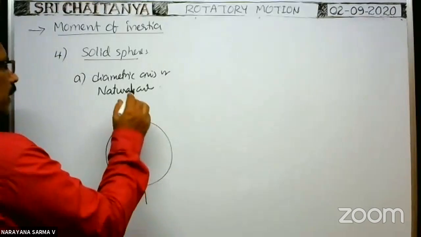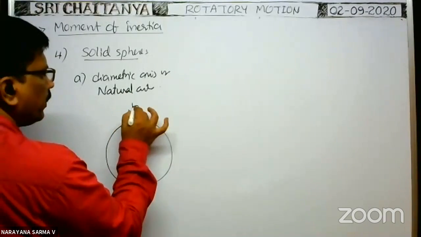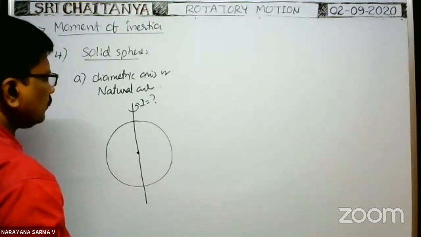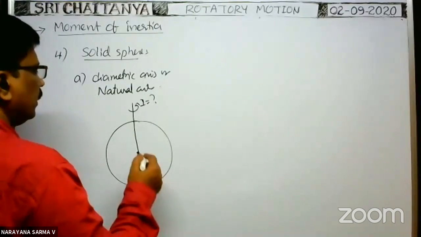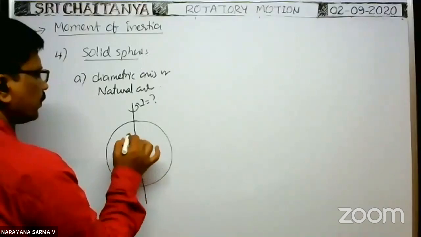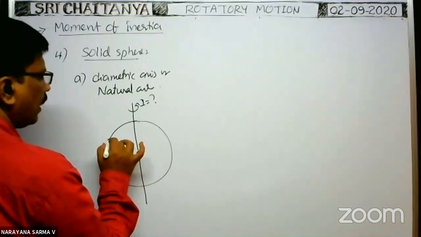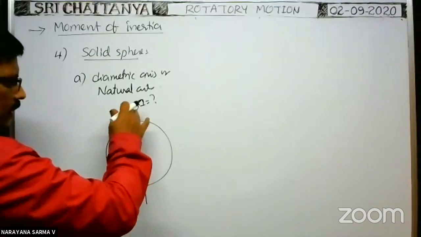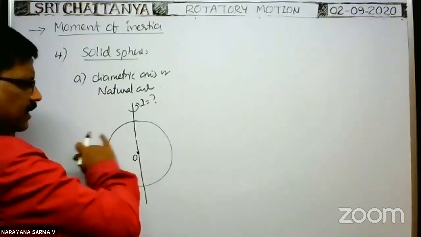Right. About this diametric axis, what is the moment of inertia they asked? I is equal to question mark. Okay. So in this case, you see here this solid sphere can be imagined as a combination of slices. Suppose you divide it perpendicular to this axis, you divide the solid sphere into a number of slices like this.